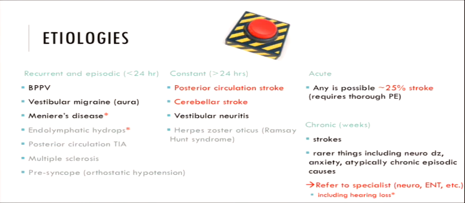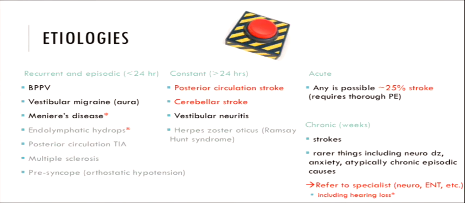Endolymphatic hydrops is something that showed up in your lecture, and I've never heard about it before, but it sounds quite similar to Meniere's, where they have these episodic symptoms, and it's the third most common cause of vertigo, according to your lecture. So I would just keep that one in mind a little bit as well.